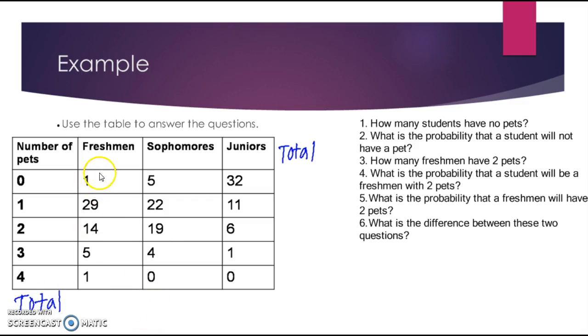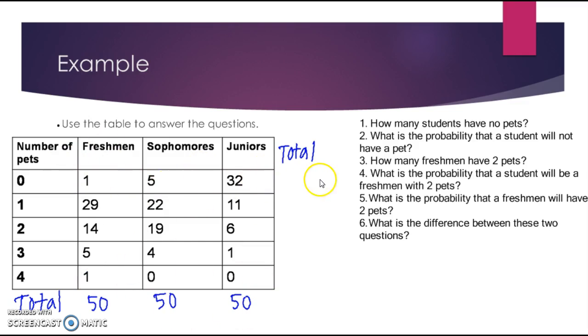So if I add going straight down, 1, 29, 14, and 5, and 1, that's going to give me 50. Then if I add going down here, 5, 22, 19, 4, and 0, also going to give me 50. And then 32, 11, 6, and 1, and 0, again, is 50. So we've got 50 freshmen, 50 sophomores, and 50 juniors.